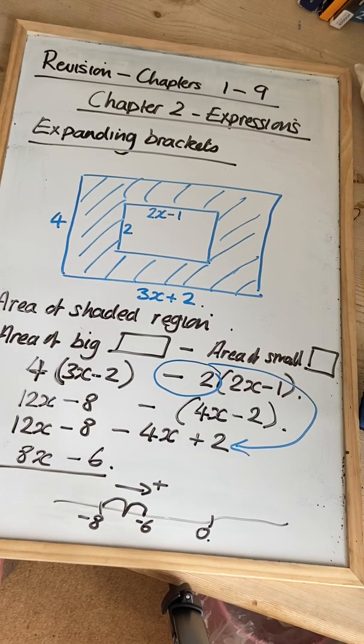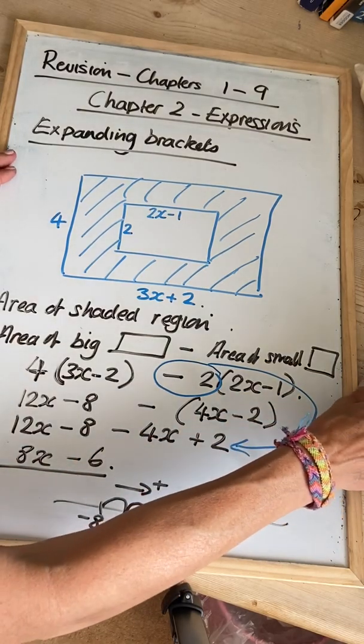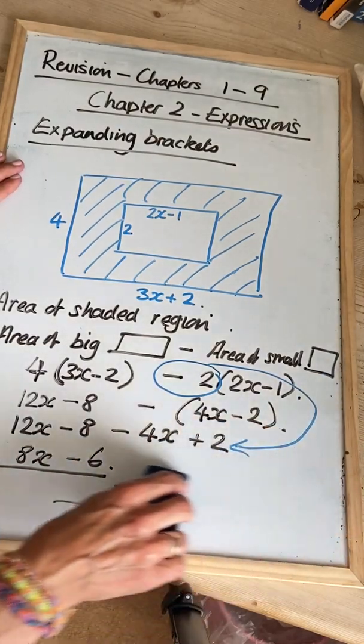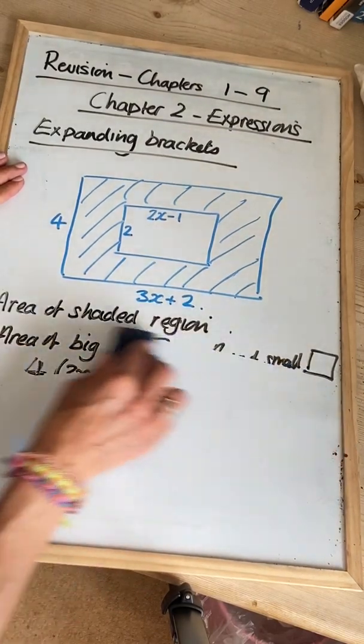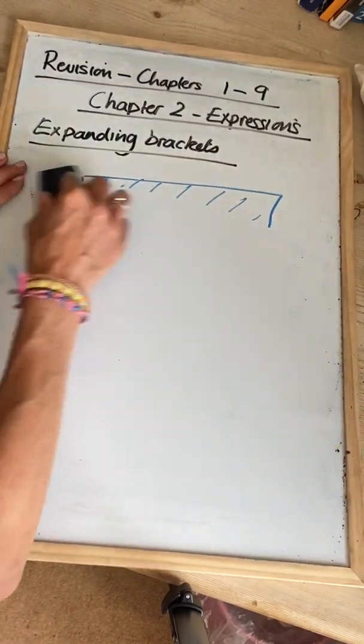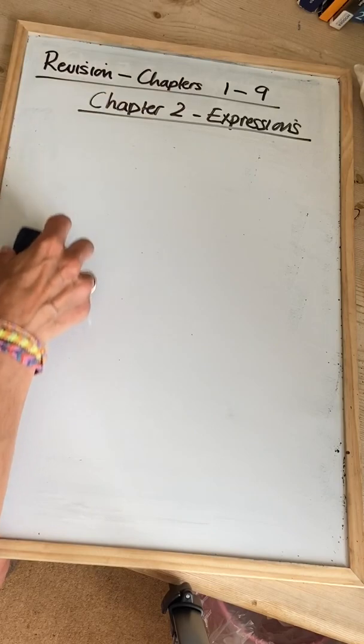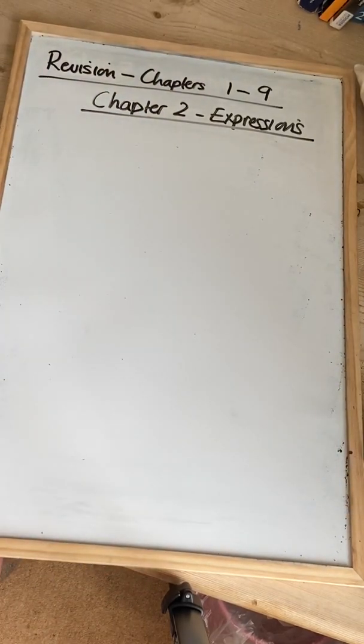I think probably one of the last things I just want to remind you of is this business of factorising, which is the opposite of expanding brackets. It's when you have an expression and you want to put the brackets back in. We've done a bit of this with quadratics recently.